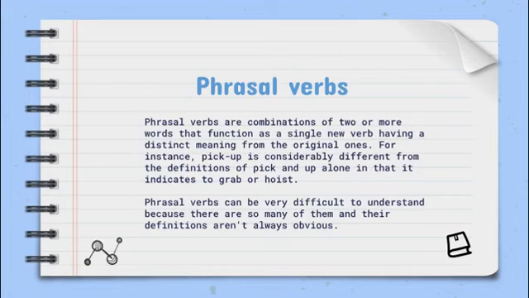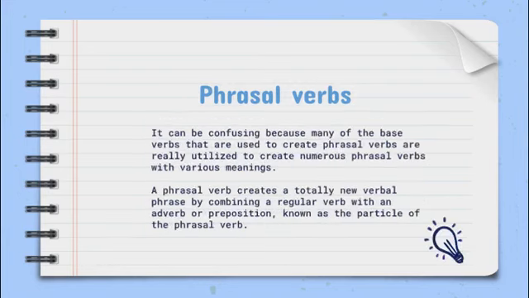Phrasal verbs can be very difficult to understand because there are so many of them and their definitions aren't always obvious. It can be confusing because many of the base verbs that are used to create phrasal verbs are utilized to create numerous phrasal verbs with various meanings. A phrasal verb creates a totally new verbal phrase by combining a regular verb with an adverb or preposition, known as the particle of the phrasal verb.